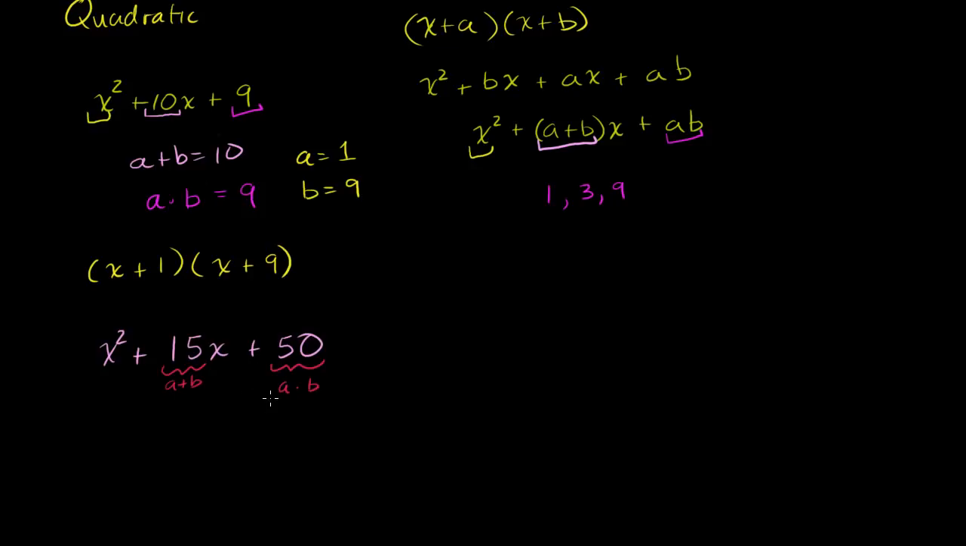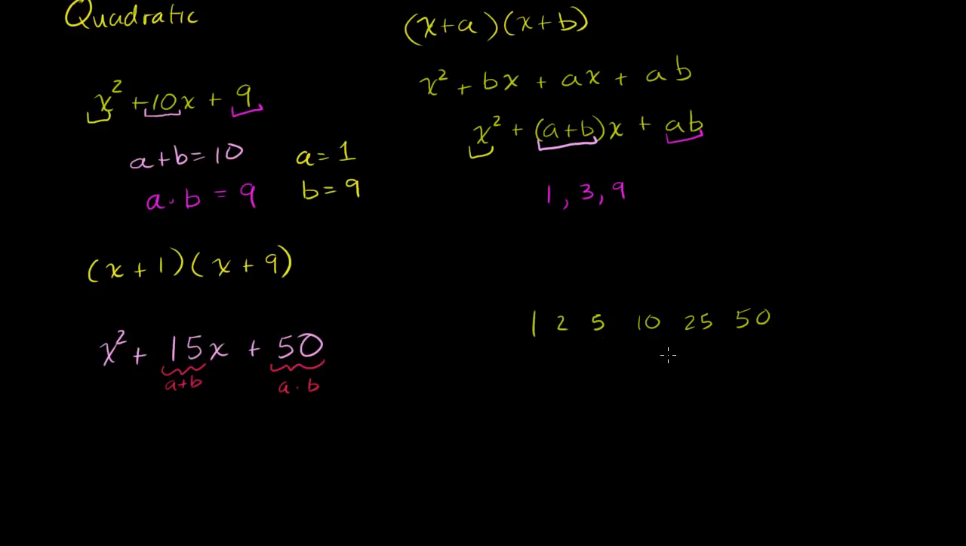So we need to think of two numbers that when I multiply them, I get 50, and when I add them, I get 15. This is going to be a bit of an art that you're going to develop, but the more practice you do, you're going to see that it'll start to come naturally. So what could a and b be? Let's think about the factors of 50. It could be 1 times 50, 2 times 25. See, 4 doesn't go into 50. It could be 5 times 10. I think that's all of them.